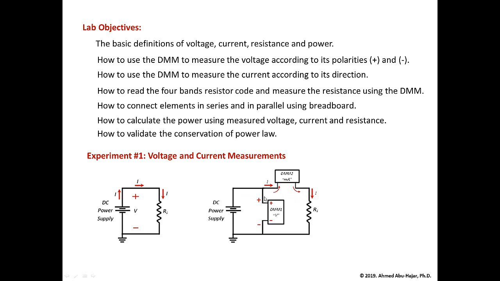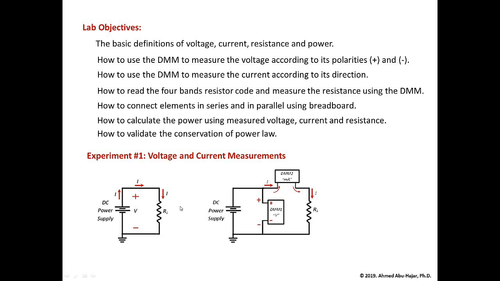Now you need to make sure that the arrow of the current enters the plus polarity of the DMM. When you measure the current, the DMM becomes an ammeter. So the power is basically going to be the voltage times the current. P, the power, will equal V times I, whatever voltage you measured times whatever current you measured.